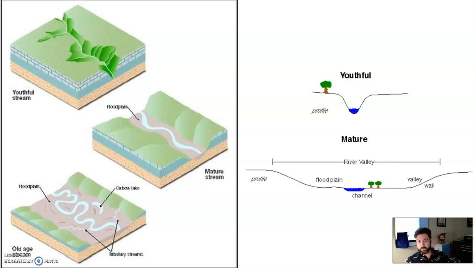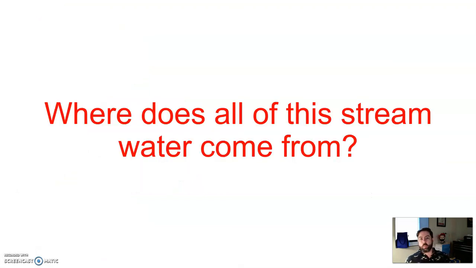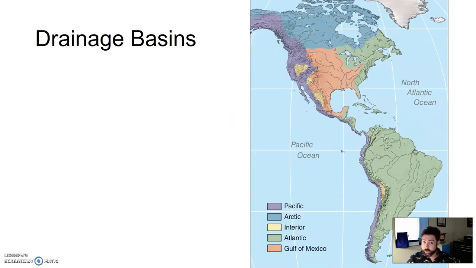So we're talking about all this water on the surface, mostly streams, but lakes and swamps are part of this too. Where does all this stream water come from? How does it get into these certain areas? Well, that leads into a conversation on drainage basins.